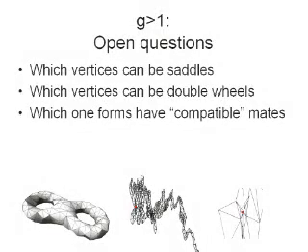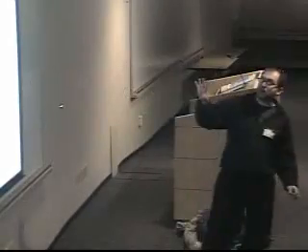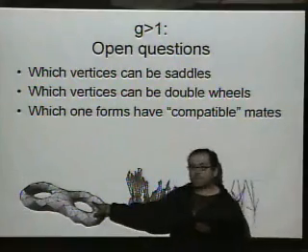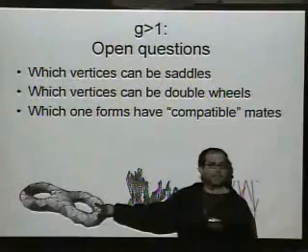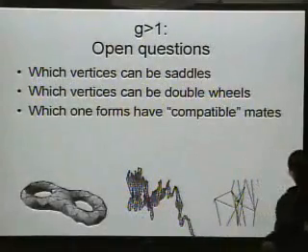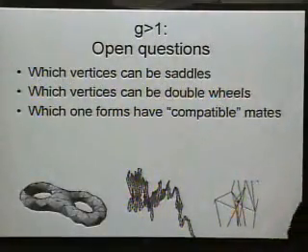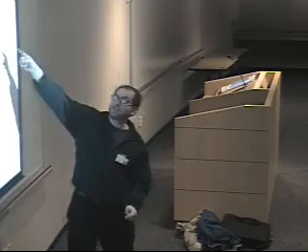In terms of just the pure questions of these forms, I'll leave you with a couple of open questions. Which vertices can be saddles? I picked some. Can it be a saddle? Not all vertices can be saddles. Some can be saddles, but for which there cannot actually be a mate, so you get a double wheel. So which vertices can be saddles but can't be double wheels?